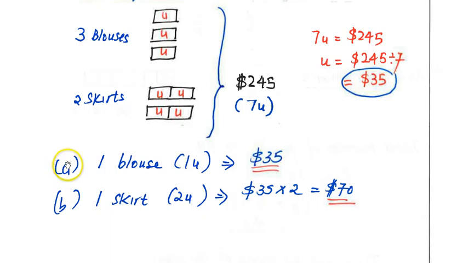Now this is A, how you answer the question. 1 blouse is 1 U, therefore leave it as 35. You see, 1 U is 35. A skirt is 2 U's, right? Therefore it is 35 times 2, $70. Right?